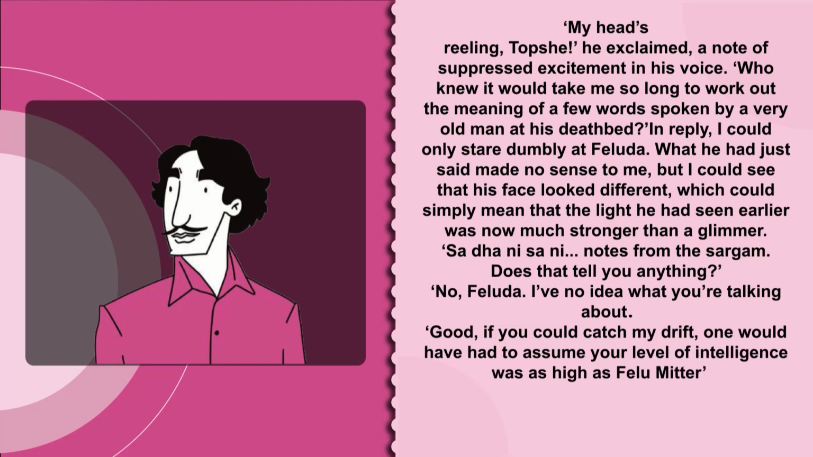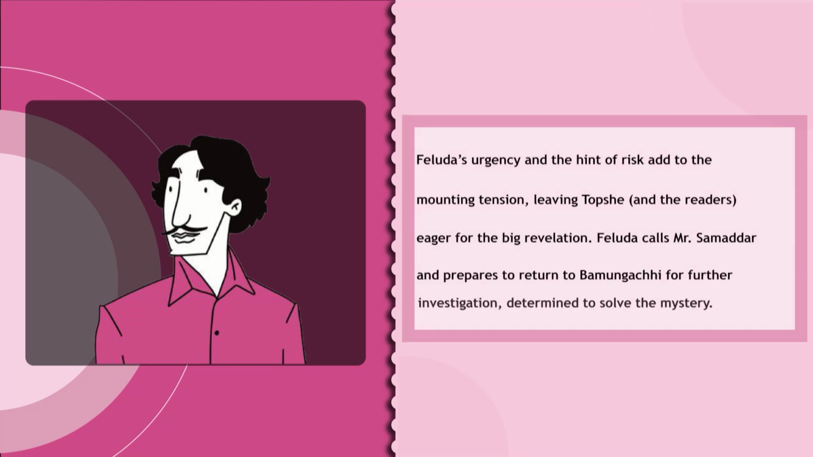Feluda's urgency and the hint of risk add to the mounting tension, leaving Topshe and the readers eager for the big revelation. Feluda calls Mr. Samadar and prepares to return to Bamungachi for further investigation, determined to solve the mystery.